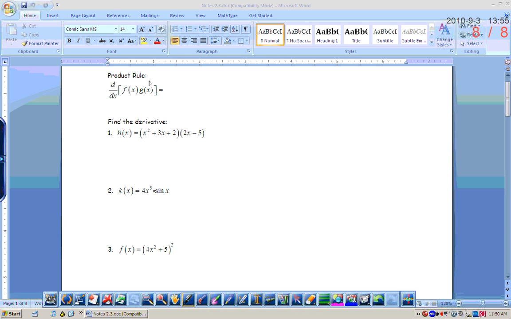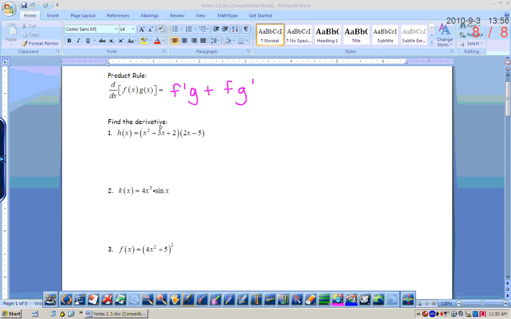Product rule is when you're multiplying two things together. If you think of one factor as f and the other factor as g, then the formula for the product rule is f prime times g plus f times g prime. Or what I kind of think in my head is take the derivative of the first one times the second one plus the first one times the derivative of the second one.